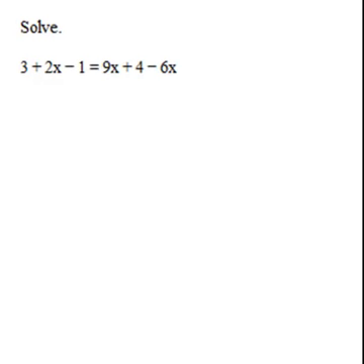Okay, so we're going to go ahead and solve this equation for x. The first thing I want you to notice is on the left-hand side we have a couple of like terms. We have a positive 3 and a minus 1. We're going to combine those together. We also have a couple of like terms on the right-hand side. We have a 9x and a minus 6x that we're going to be combining. That's how we're going to start working this problem.